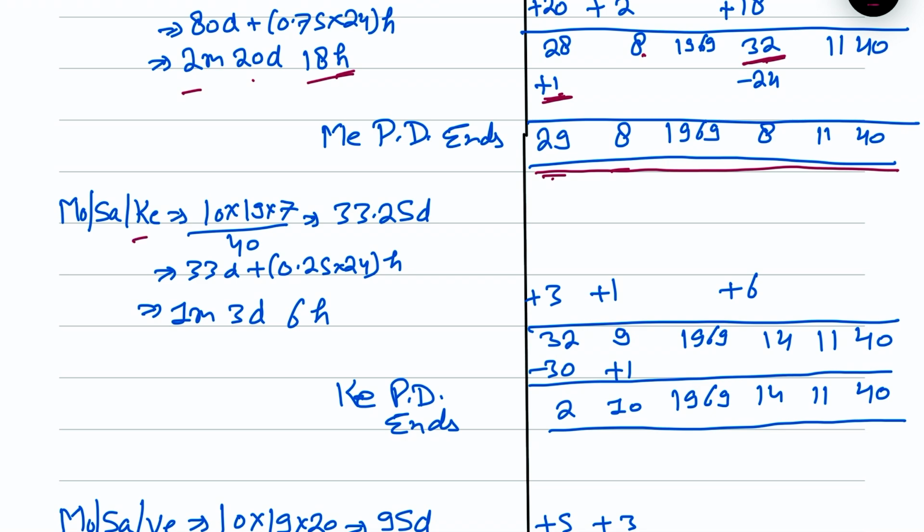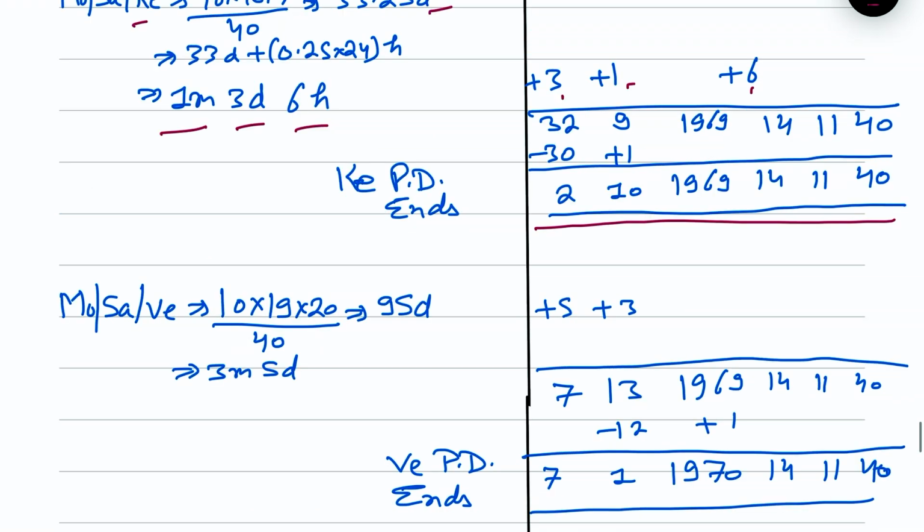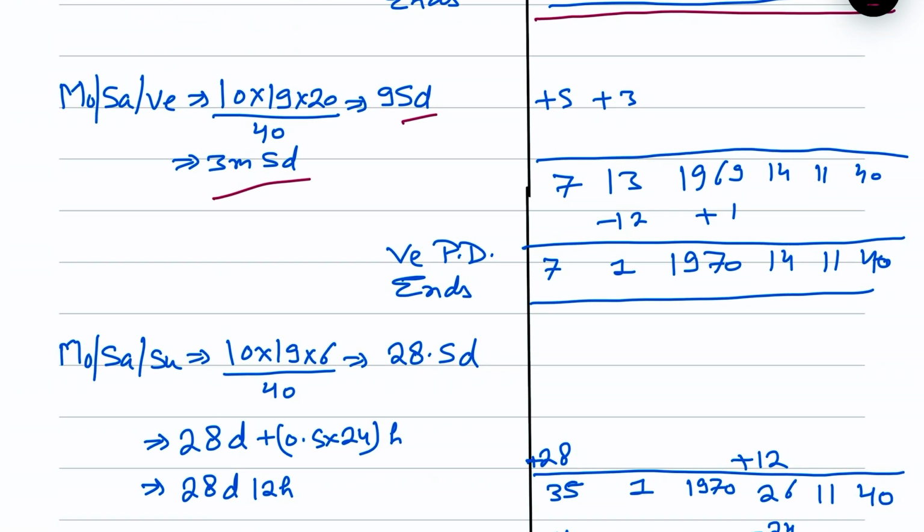After Mercury, it will be Ketu. Ketu is of 7 years, so we do a similar calculation. It is 1 month, 3 days, and 6 hours. We add it to the previous value, and we get this, making sure the days are between 0 and 30. So it ends on 2/10/1969. Then Venus, we get 95 days, which is 3 months, 5 days. So it ended on 7/1/1970.